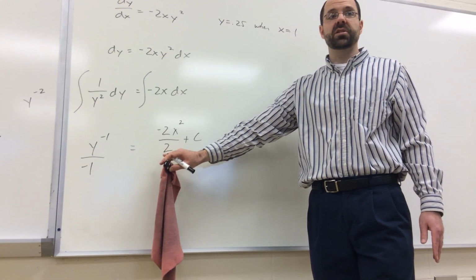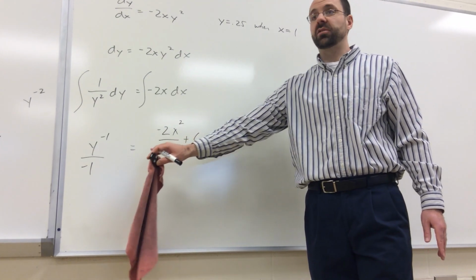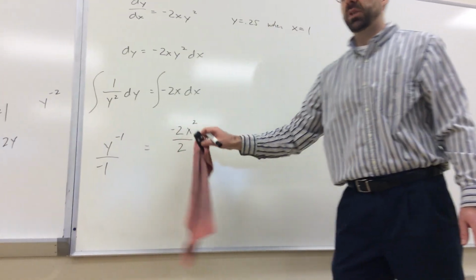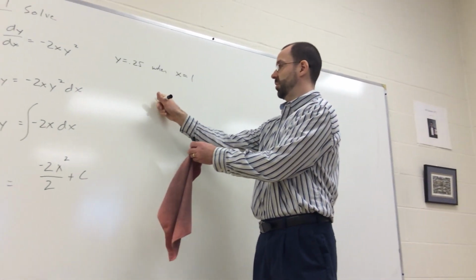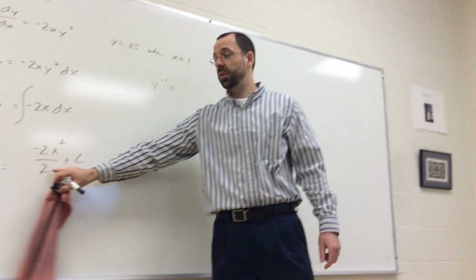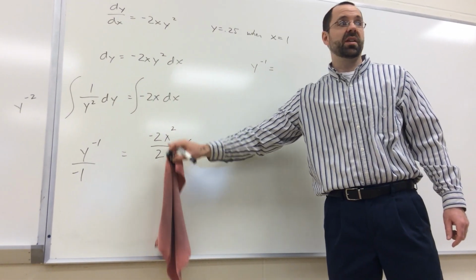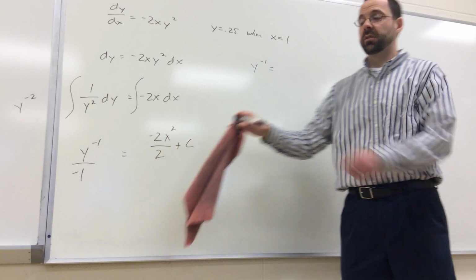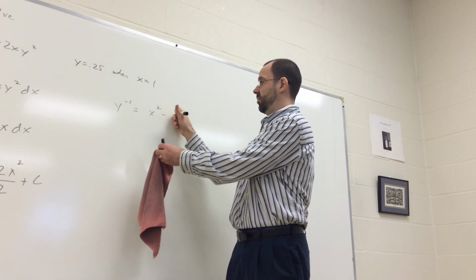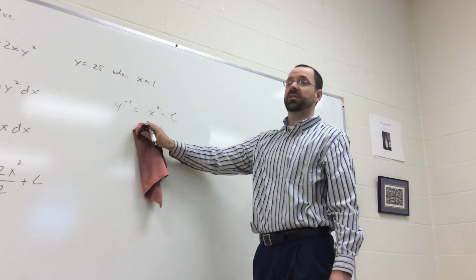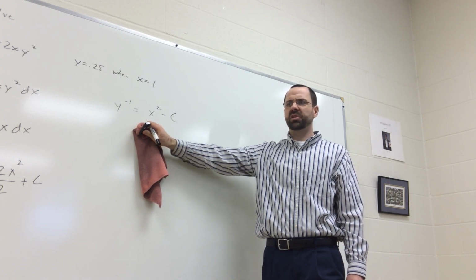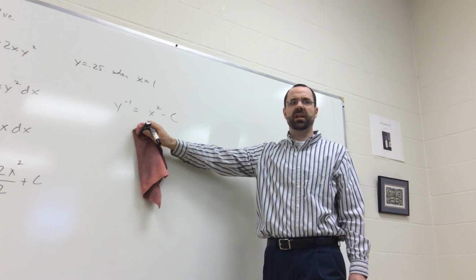Okay, so here's the stage I'm at. Now I pretty much have the answer. I just need to figure out what C is. And I also need to solve for Y. So to solve for Y, I'm going to multiply by -1 on both sides. So that'll be Y to the -1 power equals, this -2 divided by 2 is -1. But then if I divide by -1, it'll be +1. So that's just x squared. And then C times by -1 is -C. So I just simplified a little bit and multiplied both sides by -1.